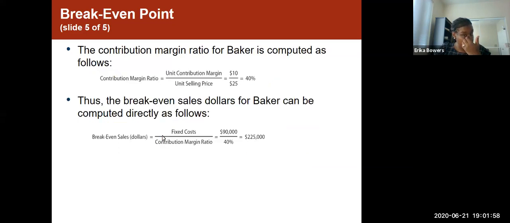So the unit contribution margin ratio for Baker is as follows. Unit contribution margin is 10, unit selling price is 25, so it's 40%. So the break-even sales in dollars will be 90,000 divided by 0.40, which gives us 225,000. So we must sell 225,000 in product to break even.